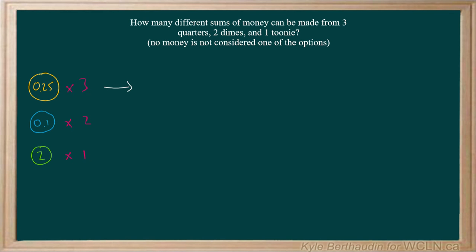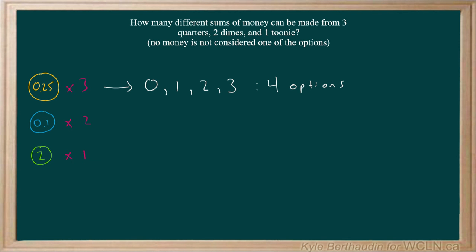If we look at our quarters, when we're creating a sum of money, we can choose to include none of those quarters, 0 of them. That's an option. We could also choose to include one of the 3 quarters. Another option is we could include 2 of those quarters. And finally, we could include all 3 quarters in the sum of our money if we so desire. What this means is there are 4 options when it comes to thinking about how many quarters we would like to include in the sum of money.